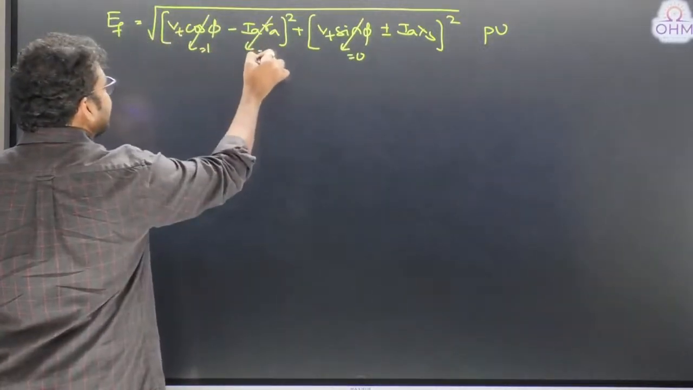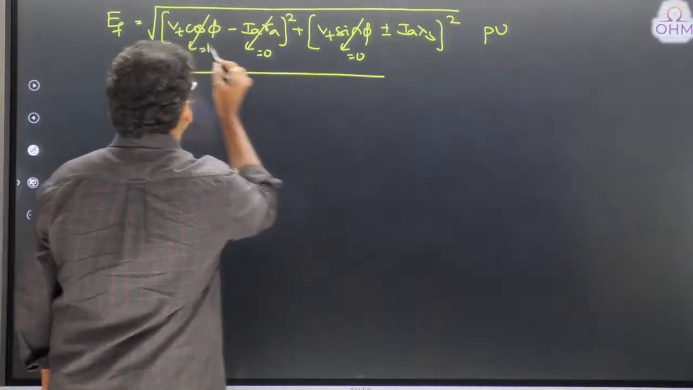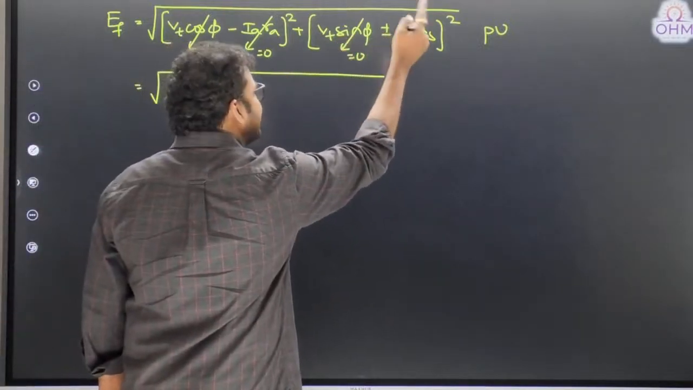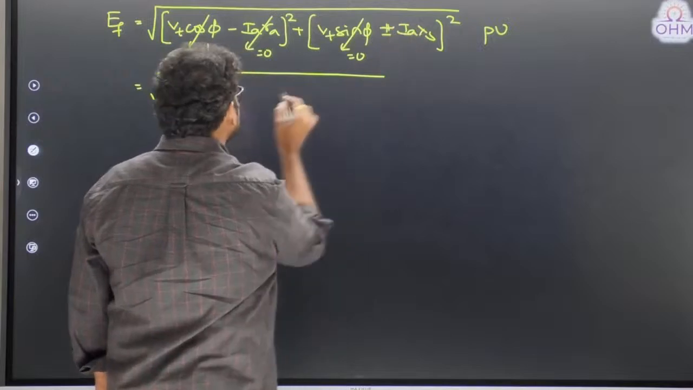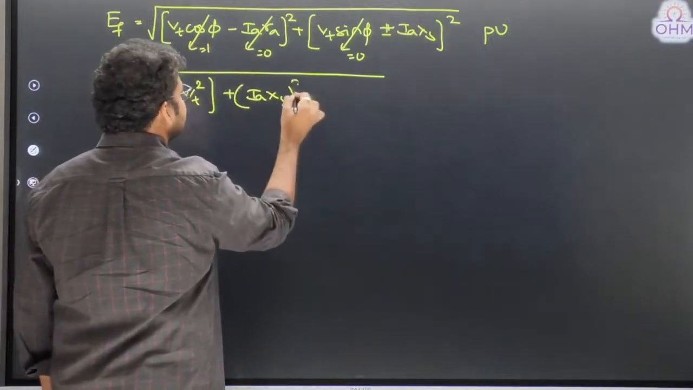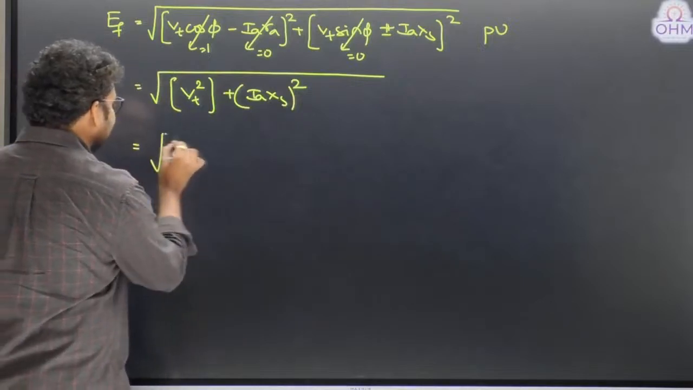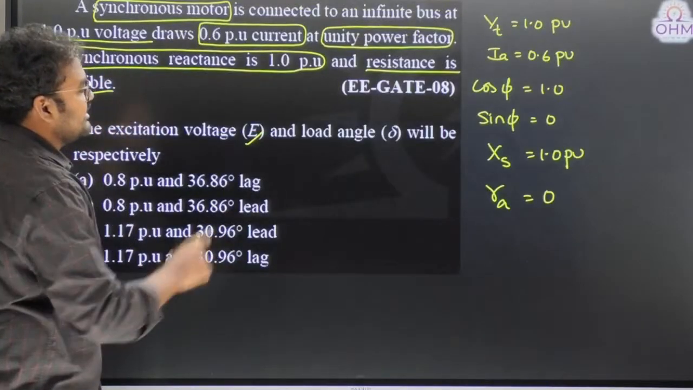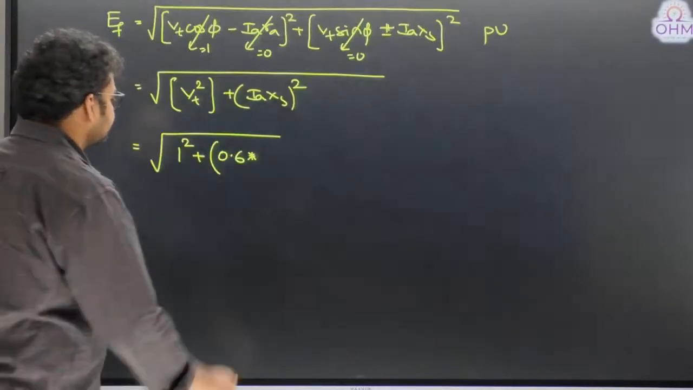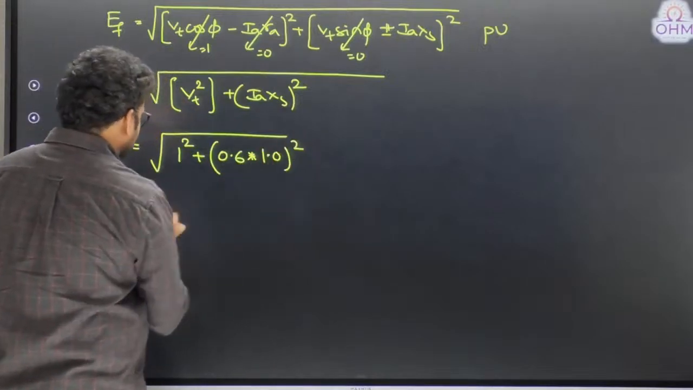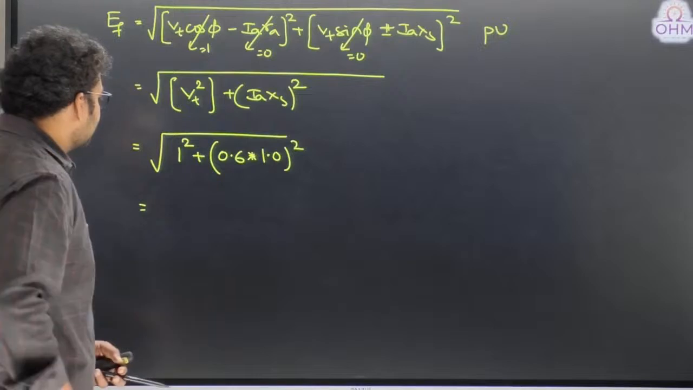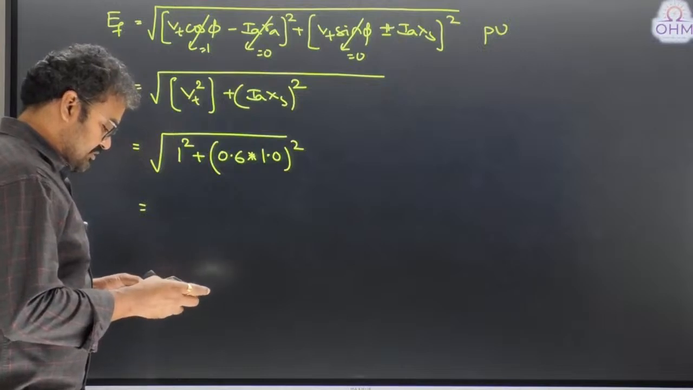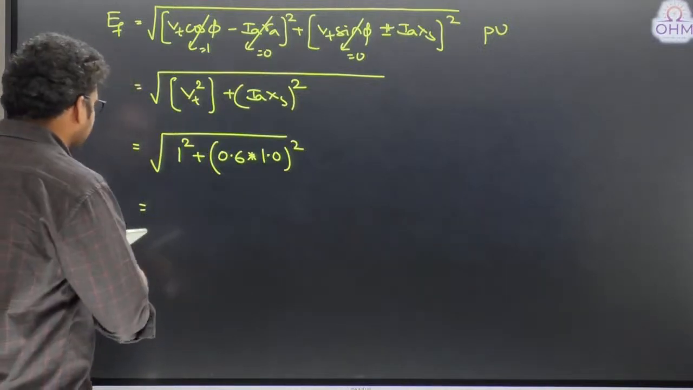So RA is already neglected. The leftover term is Vt square in the first term, and in the second, plus or minus IAXS whole square. No confusion. In the given question, Vt was 1 per unit, so 1 square plus Ia was 0.6, XS is 1, whole square. Now find the answer. It is 1 plus 0.6 square, 0.36, so 1.36. 1.36 under square root, I am getting 1.16.